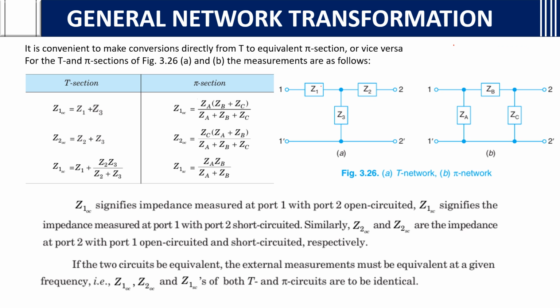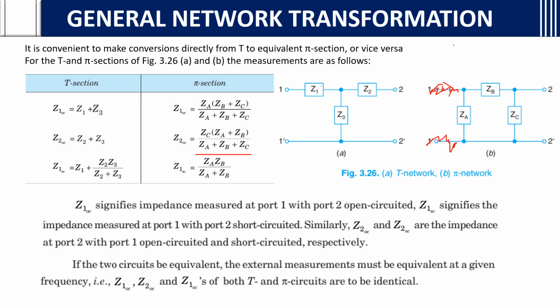The same way, we'll take Z2 OC. We'll open circuit this. Then what happens? This will not be there, this will not be there. So ZA and ZB will be in series. So ZA plus ZB into ZC, divided by ZA plus ZB plus ZC. In this way we write.